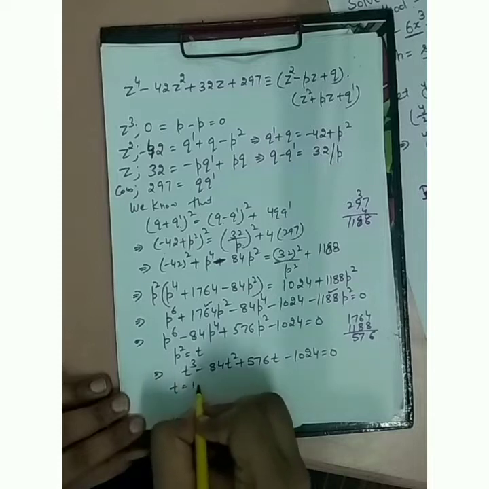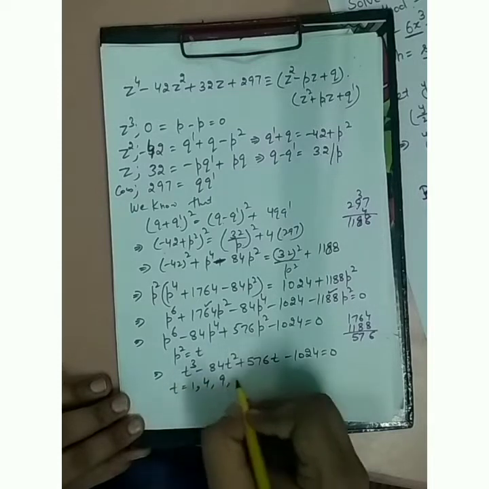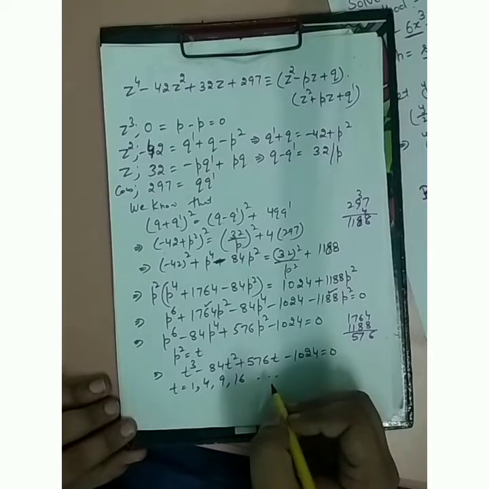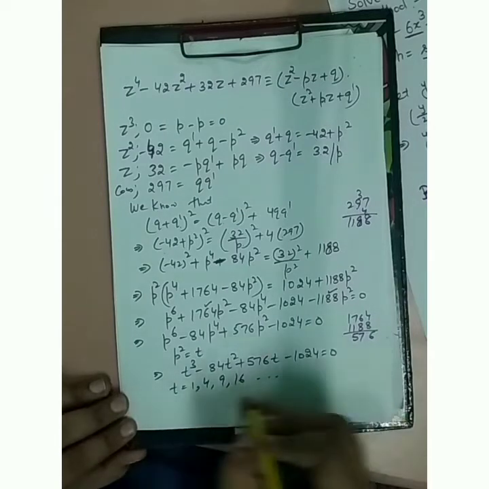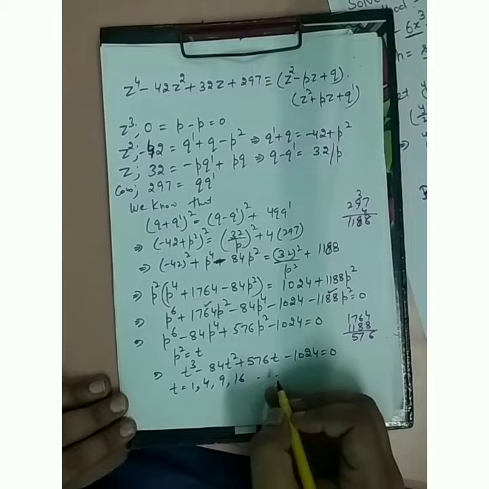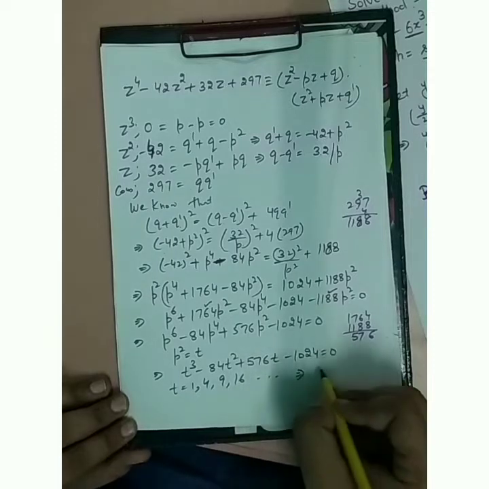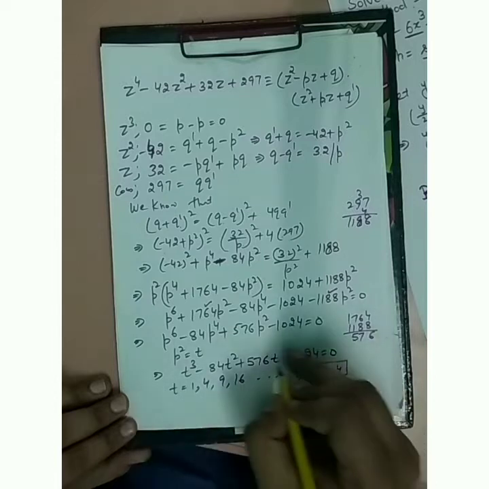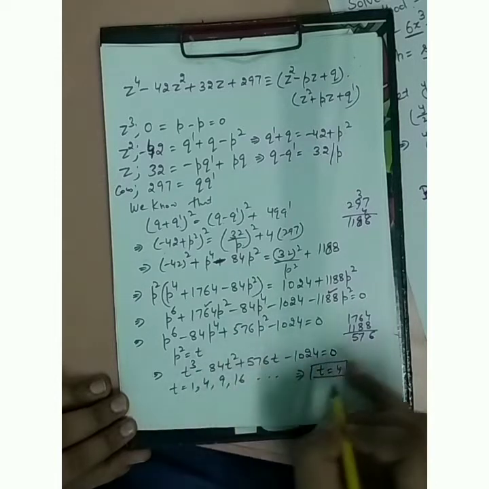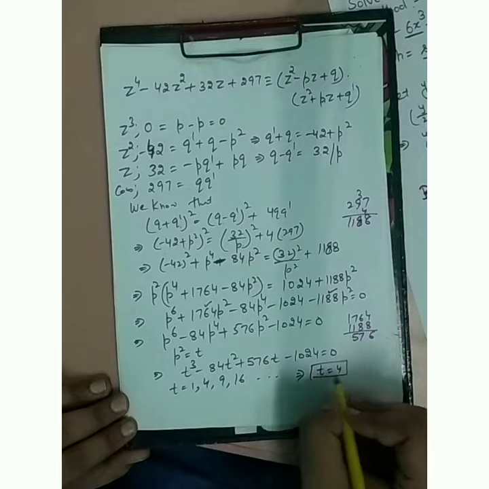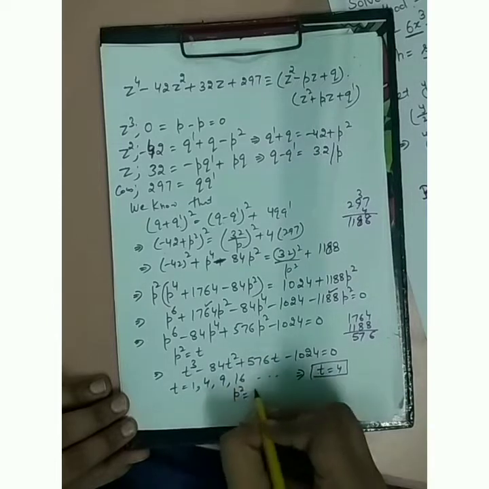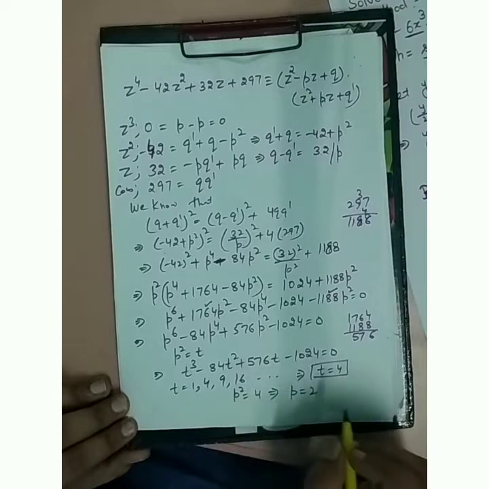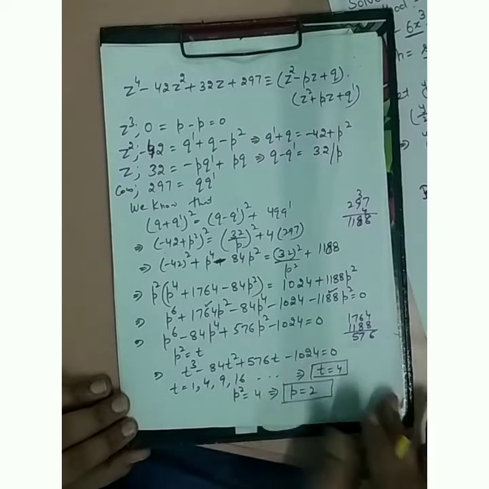Here t may be 1, 4, 9, 16 and so on. So you have to check which t satisfies it. Now here we have to take t equal to 4. If you put t equal to 4 here, you can check that it becomes equal to 0. So if t is equal to 4, that is p² is equal to 4, this implies p is equal to 2. So we have found the value of p here.